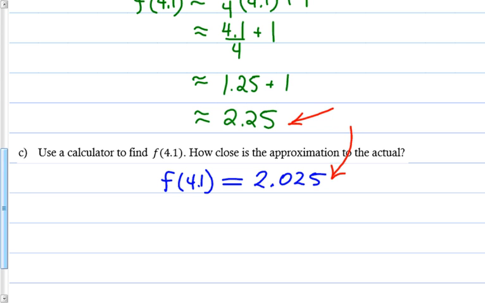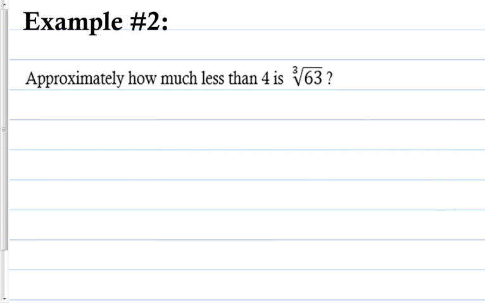So what we did was we approximated the value of f of 4.1 using a straight line. And versus the actual, it's not that bad off. It's not that off. All right, next.